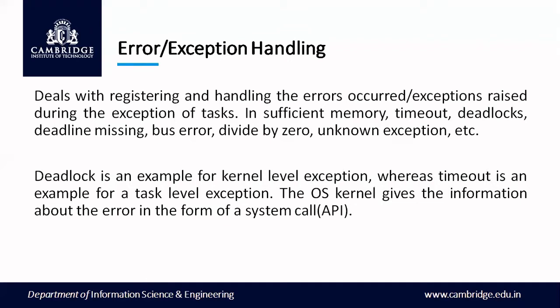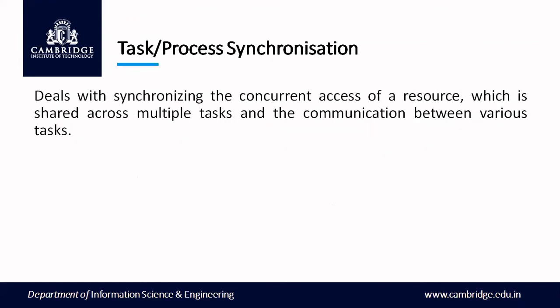The OS kernel gives the information about the error in the form of a system call or API. So it gives the description of that particular error or exception. Then task or process synchronization.